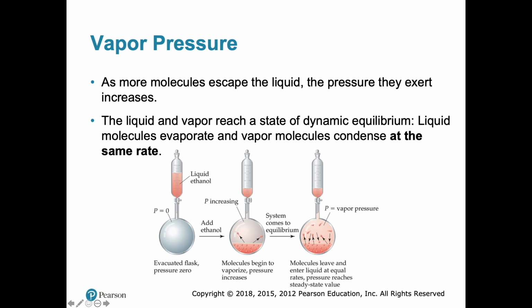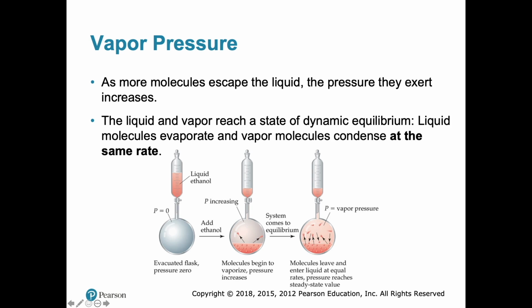You see molecules of ethanol going in and out of the liquid phase, right? So you have some in the gas phase up here, some in the liquid phase, and they're going back and forth. When they go back and forth at the same rate, that's called dynamic equilibrium. Okay? And it says that down here too, right? Molecules leave and enter the liquid at equal rates. Pressure reaches a steady state value, which is the dynamic equilibrium. Okay?